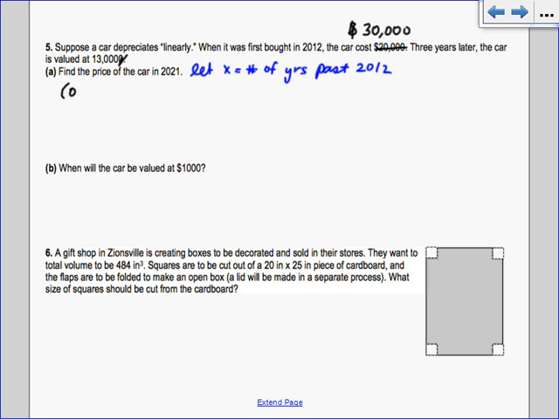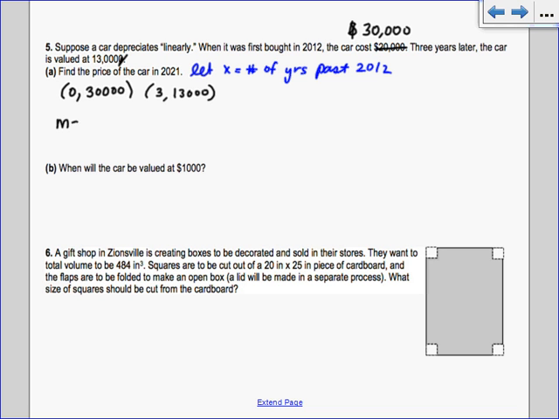So the first point is at 0 years. So at time 0 in 2012, what was it worth? It was worth 30,000, right? That's what I told you to change it to. And then later on, 3 years later, it was worth 13,000. All right, those are 2 points that we can use to come up with the equation of the line.